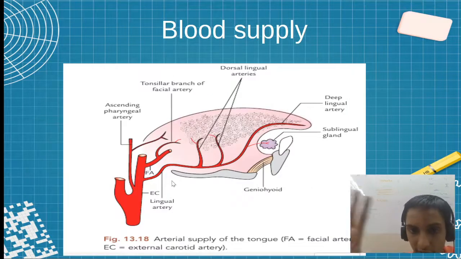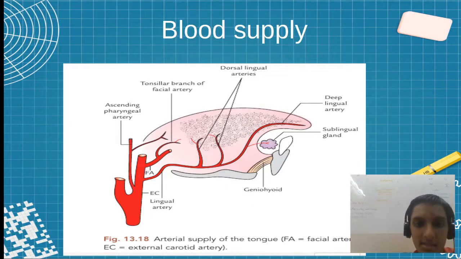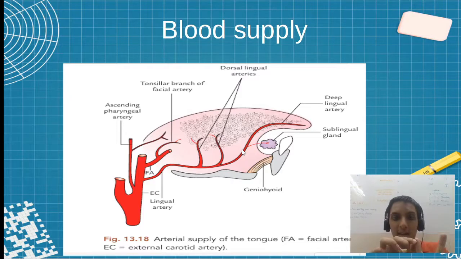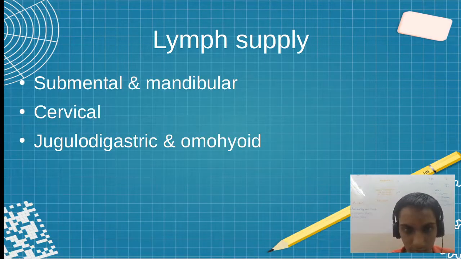Blood supply. You have to remember only two arteries. One is the tonsillar branch of facial artery. Another is dorsal linguae. Please remember these two names. Once again I am repeating, tonsillar branch of facial artery and dorsal lingual arteries.